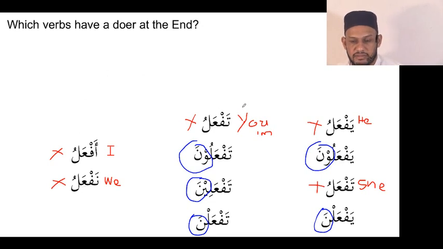The others, I'll have to check. So, for example, yaf'alu, I must check if there is something on the left. If not, then there will be a he inside. Taf'alu, I must check if there is something on the left. If not, there will be a she inside, a here.